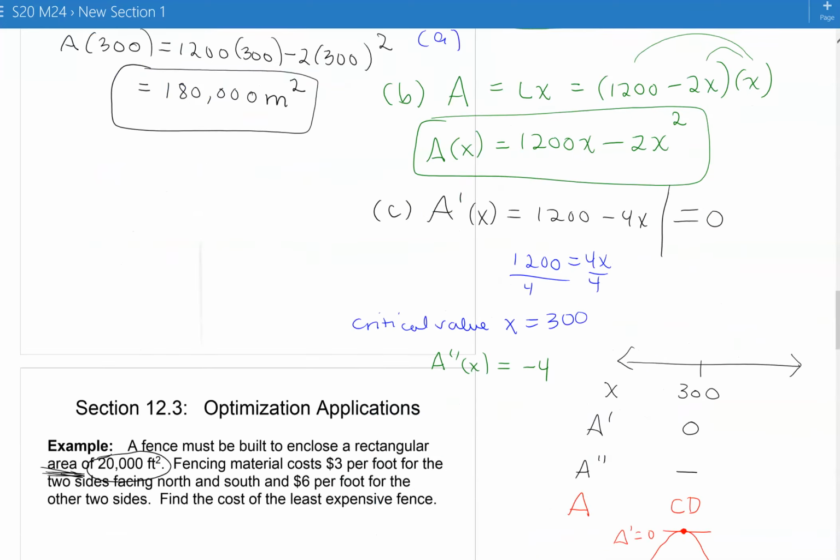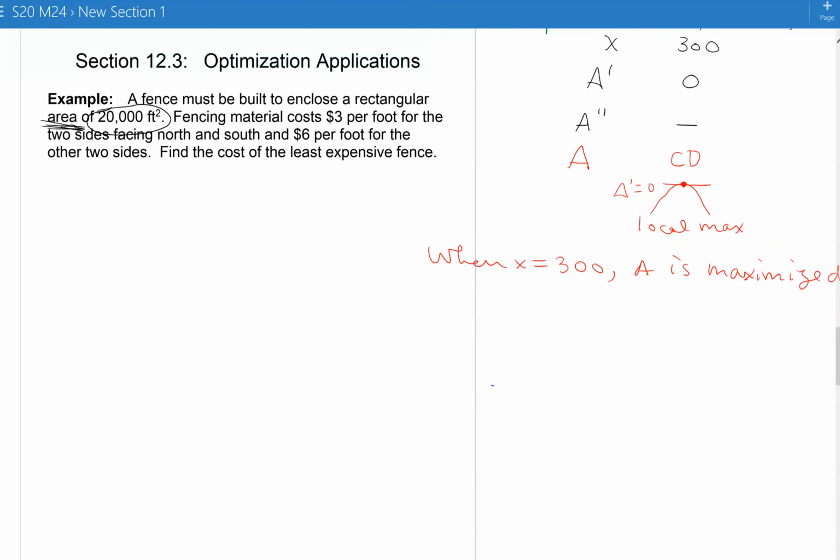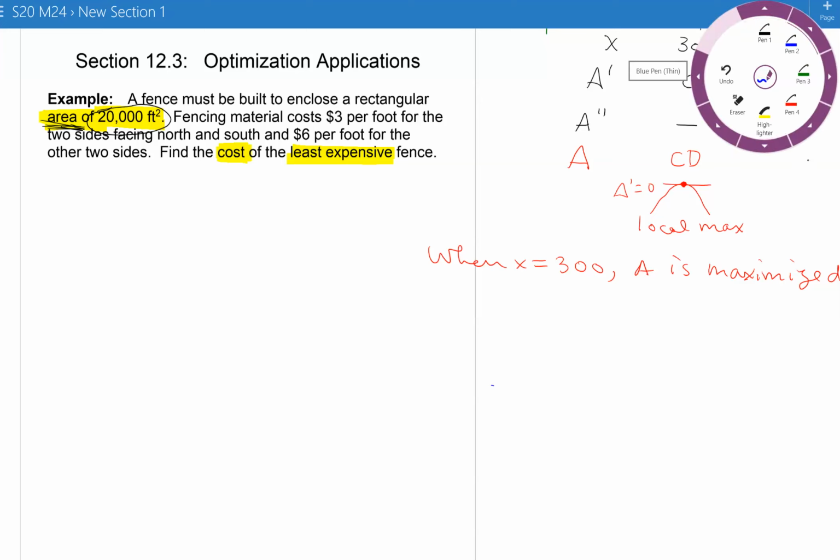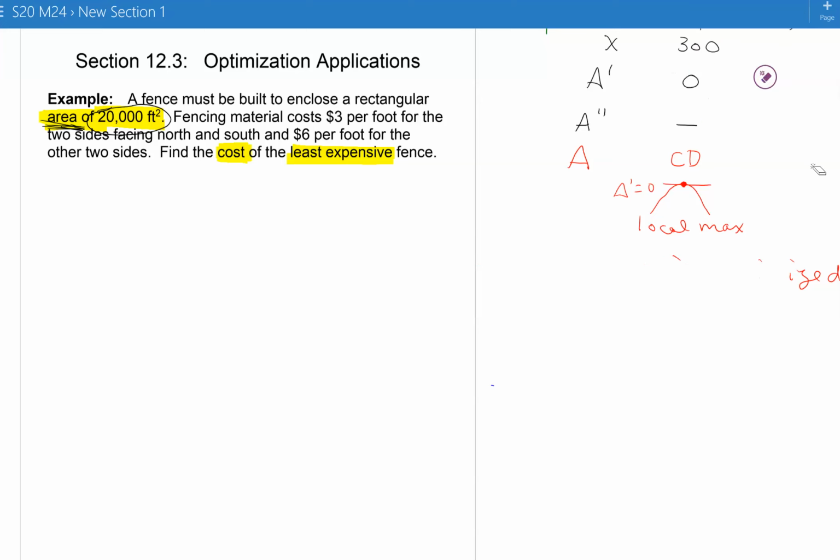Okay, so let's contrast that with this next example, where you're given an area and you want to minimize, least expensive. You want to minimize the cost. Okay, so this is the other type of problem with a rectangle and a fence around it. Lots of variations, but they're all similar to one or the other of these.